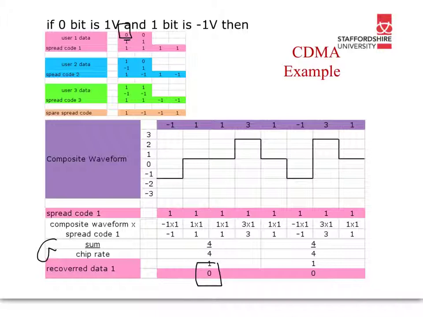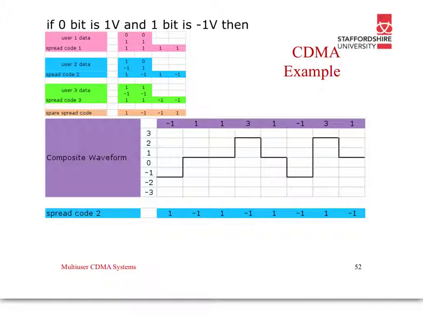Same thing again for the second bit. 1 minus 1 is 0. Plus 3 is 3. Plus 1 is 4. 4 over 4 is a 1. 1 equates to a 0. And 0 was in fact transmitted. So we've recovered the user 1 data successfully. Well done.